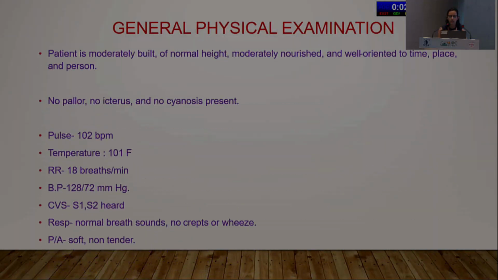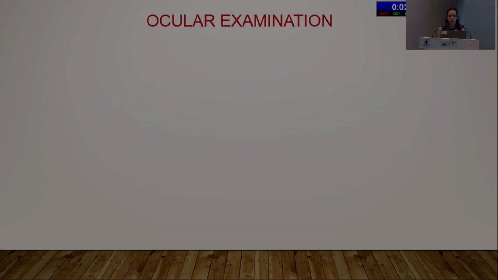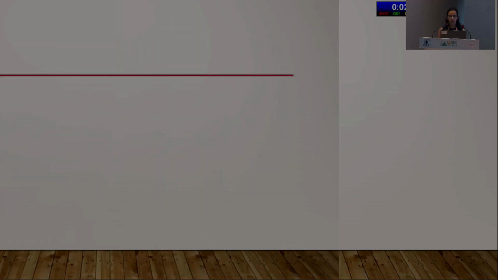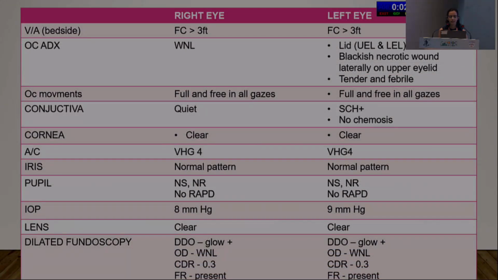On general physical examination, everything was normal except that the patient was febrile and the pulse rate was higher. Ocular examination was done, in which the major findings were in the ocular adnexa of the left eye: significant lid edema and a blackish necrotic wound laterally in the upper eyelid, which was tender and warm. Ocular movements were full and free in both eyes, and when the pupil was checked, there was no sign of any RAPD, and the rest was within normal limits.